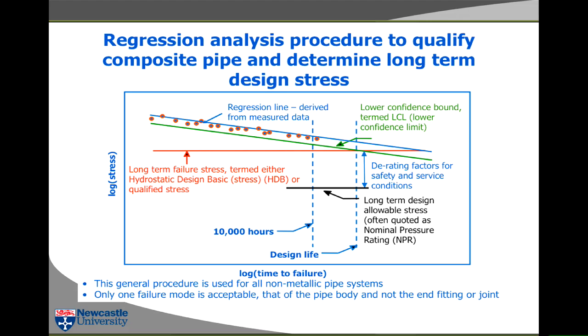Now, when you read through stuff, some standards refer to the lower confidence limit, that's this green line, and some standards refer to the lower prediction limit. As far as our course is concerned, we needn't trouble ourselves with the difference between these two. It's simply the lower estimate line which enables you to ensure that most of the time your pipes won't fail.